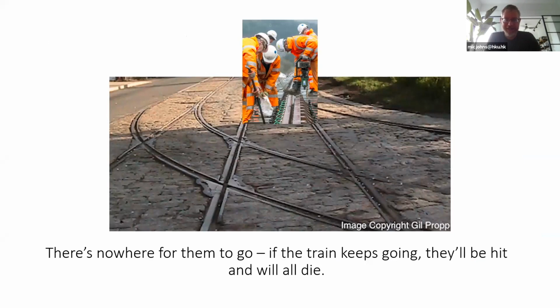I think I missed a slide where it says there's some work. You notice that ahead of you there are 5 workers working on the tracks, and they won't be able to get out of the way if you keep driving the trolley down. There's nowhere for them to go. If the train keeps going, they'll be hit and they will die.